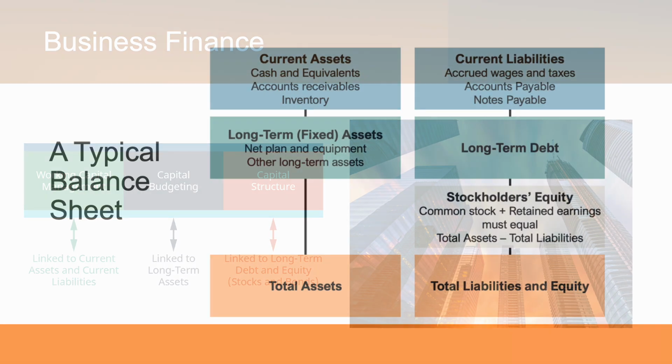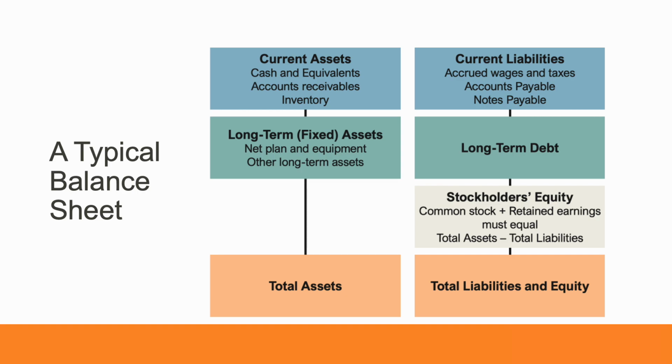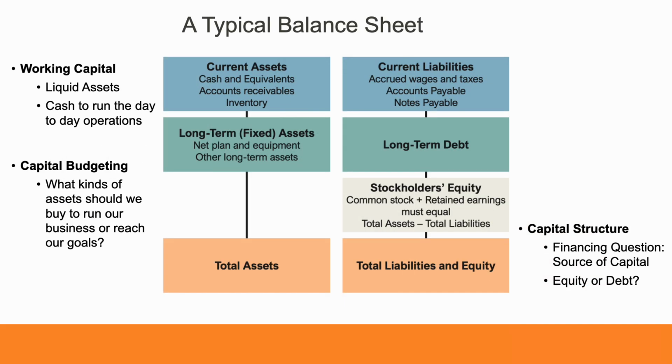We can relate working capital management to the top portion of the balance sheet. These are the liquid assets and our current liabilities, so our bills that are currently due. And here, we focus on having enough liquidity to run the day-to-day operations and pay our bills. Capital budgeting addresses questions like, what kinds of assets should we buy to run our business or reach our goals? Whereas capital structure then focuses on the right side of the balance sheet and the financing question. What type and how much of each source of capital, equity and debt, should we use to finance our assets?